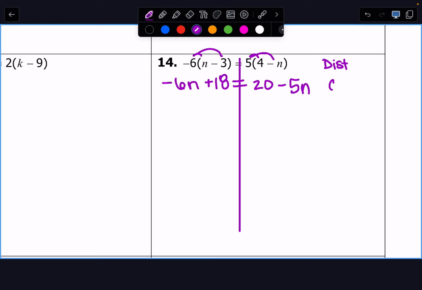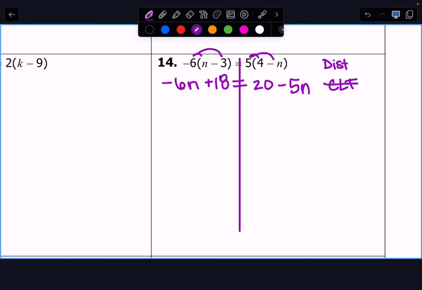Do we have any like terms that we need to combine on the right side or the left side? No. Okay, we don't. Over here, we have two terms. One's a variable, one's a constant. Same thing on the left side. So there's nothing we need to combine together. Okay, boom, we're done with that.